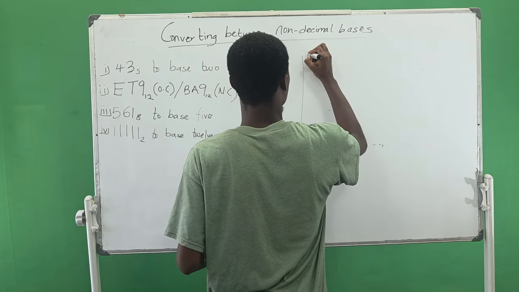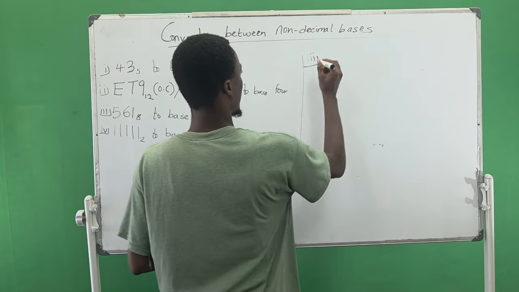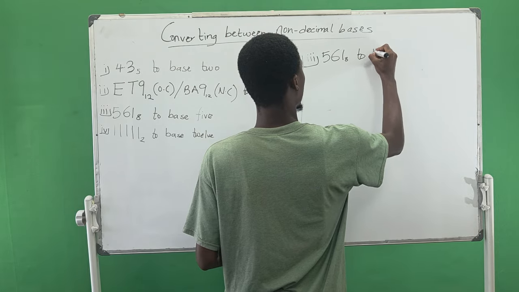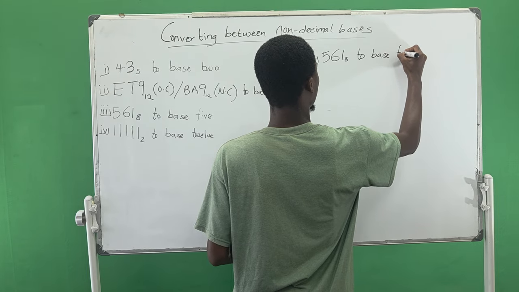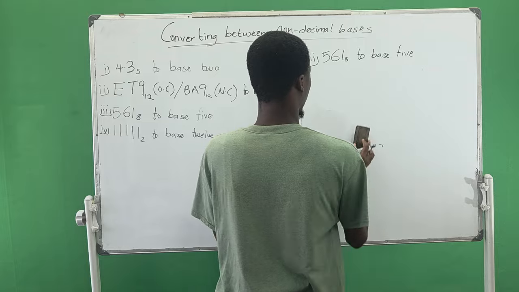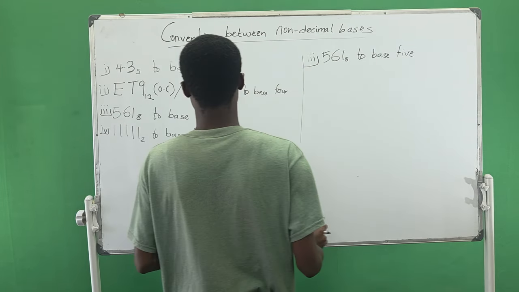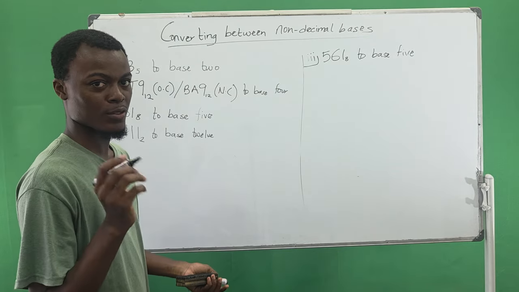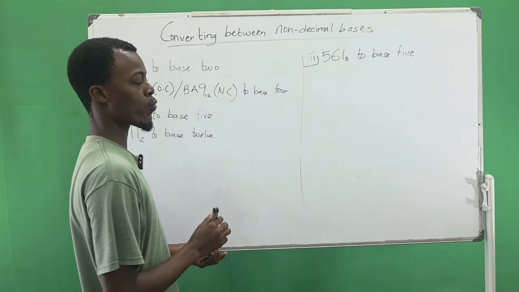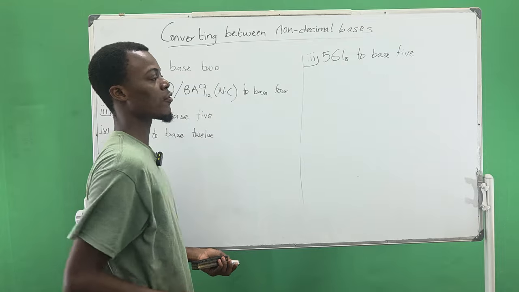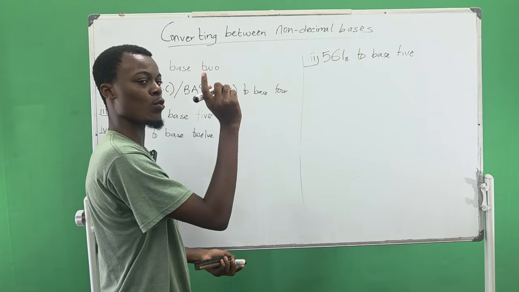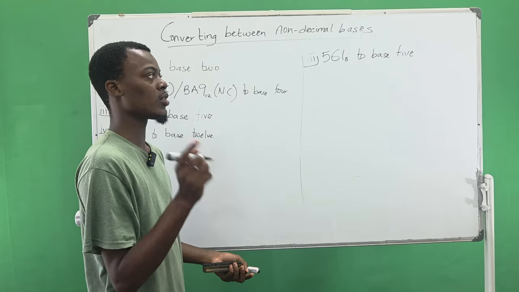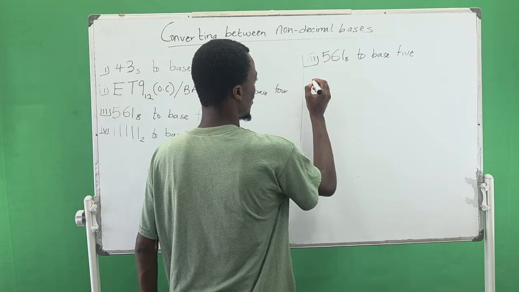So for III is 561 base 8 to what? Base 5. So now 561 base 8 to base 5. As I said, 2 steps. Step 1 is to convert from base 8 to base 10. And step 2 is to convert from base 10 to base 5. So now let's do it.